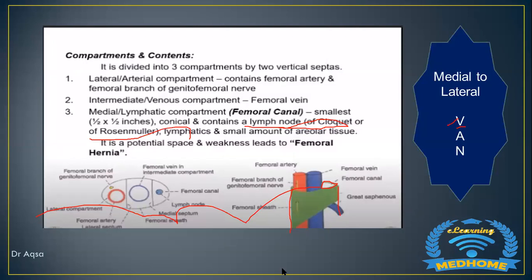Okay. So, Fiba, if you look here, this is the femoral canal. On the medial side, we have the vein. In the intermediate or the middle part, we have the artery, and on the lateral side of this femoral canal will be the nerve. So this mnemonic is basically for the femoral canal.